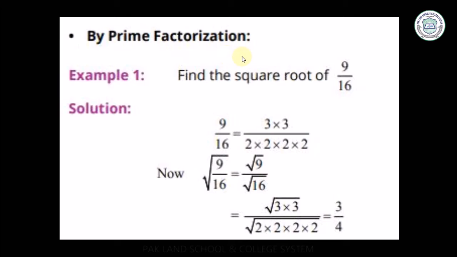By prime factorization, find the square root of 9 by 16. So for 9 by 16, for the numerator separately we take the prime factors, and for 16 separately we take the prime factors.